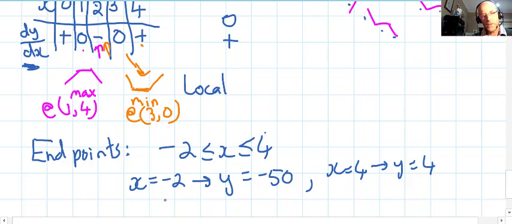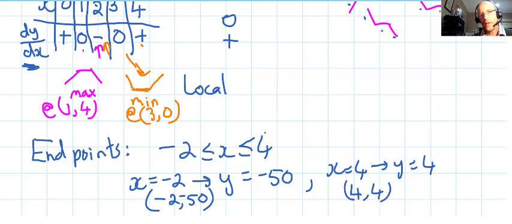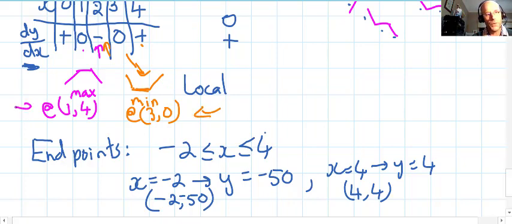Okay, so that means that one endpoint exists at negative 2, negative 50. That's quite low down, isn't it? And the other end ends at 4, 4. Okay, now we need to compare these two here with the two we just found.